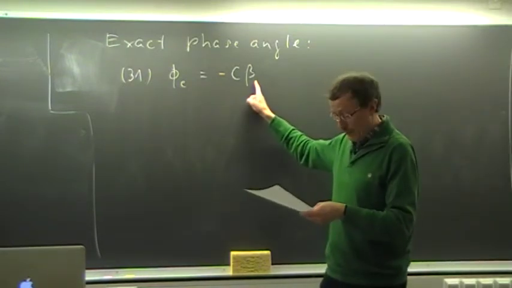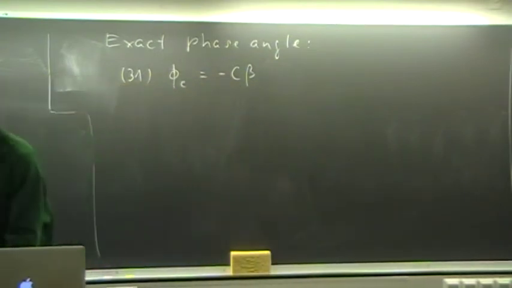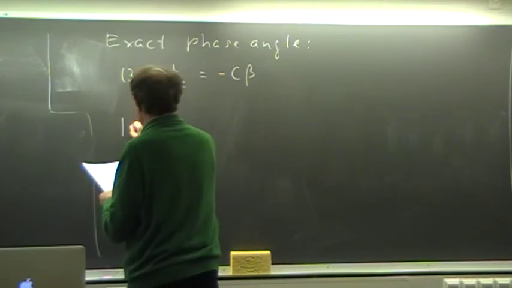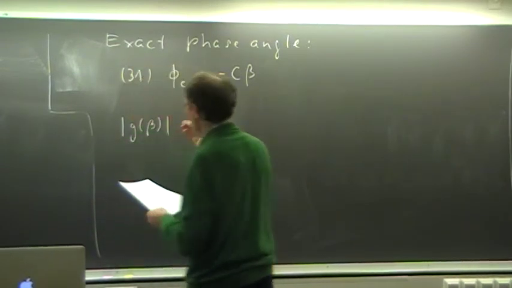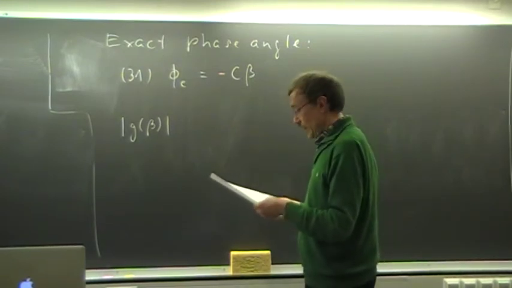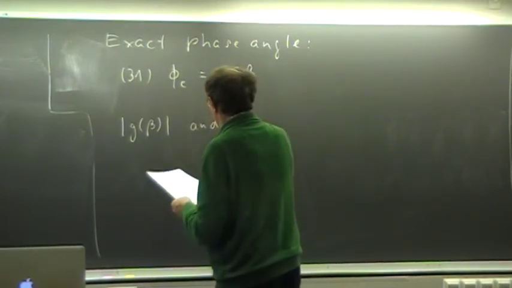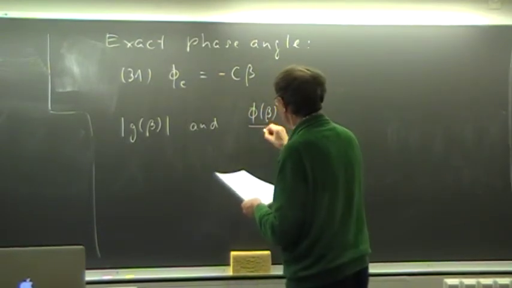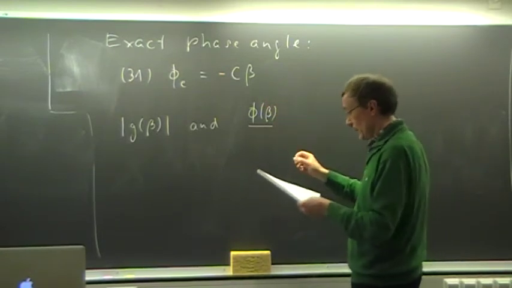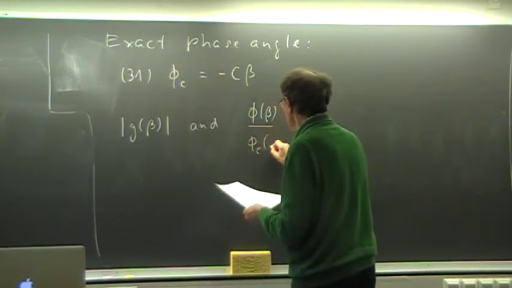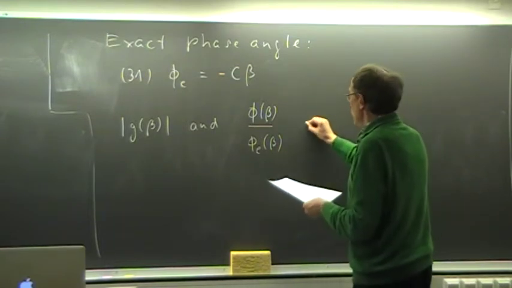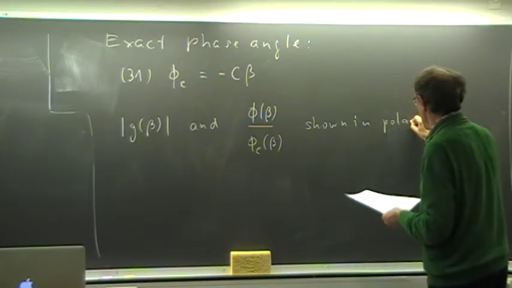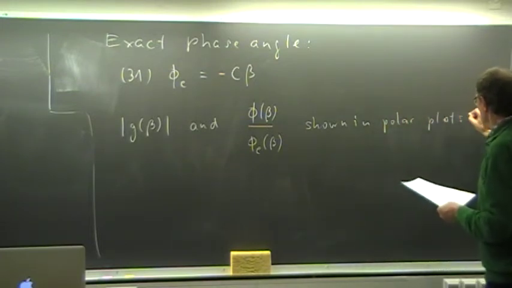with respect to this. So that means when you look in the book, you will see that G of beta, the modulus of the amplification factor, and the ratio of the phase angle from the numerical method, in our case for the explicit upwind method, is related to the exact phase angle. They are shown in so-called polar plots. We'll see that in a minute in the textbook.